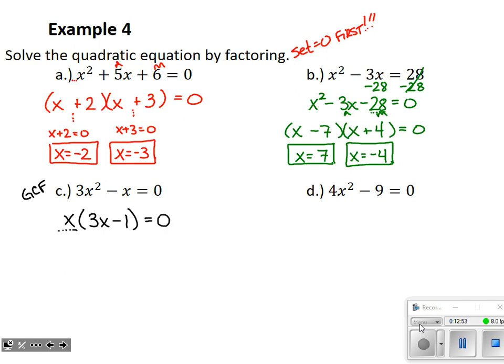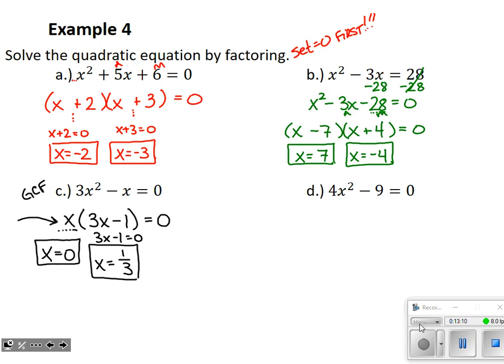The first factor, x, could zero out. The second factor, 3x minus 1, could also zero out to give me that zero product. Add 1 and divide by 3, x equals 1/3. Those are my two solutions.